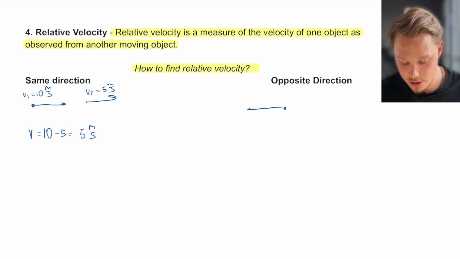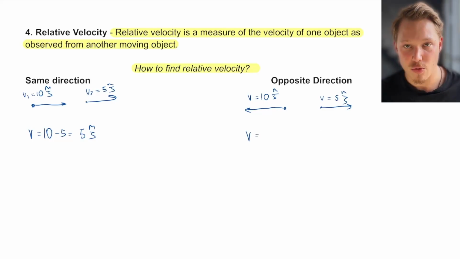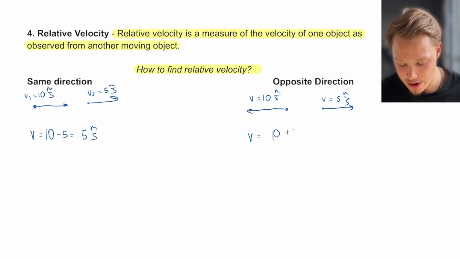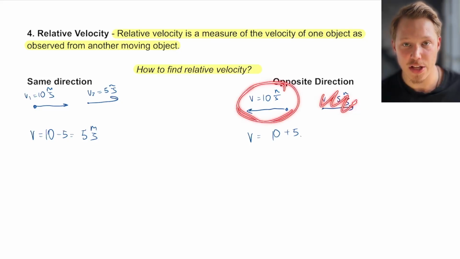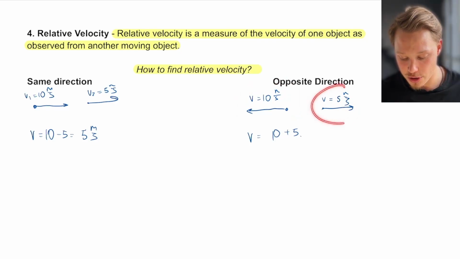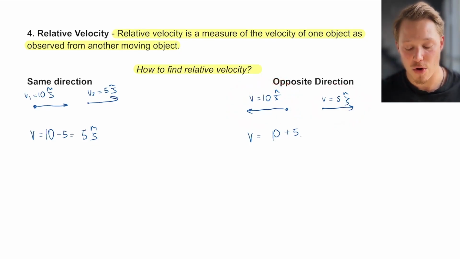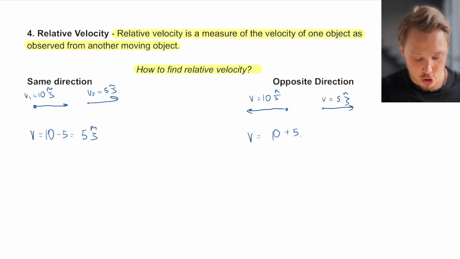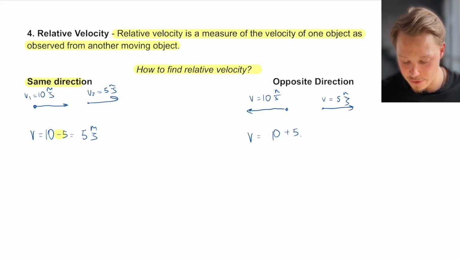Now here, if this is 10 meters per second and 5 meters per second, the relative velocity at which they're moving away from each other would be 10 plus 5. Because if this one wasn't moving, the relative velocity would be just 10 meters per second, but they're moving even further apart because one is moving at 10 and one is moving at 5. To conclude, if it's in the same direction, we subtract. If it's in the opposite direction, we add the two velocities together.